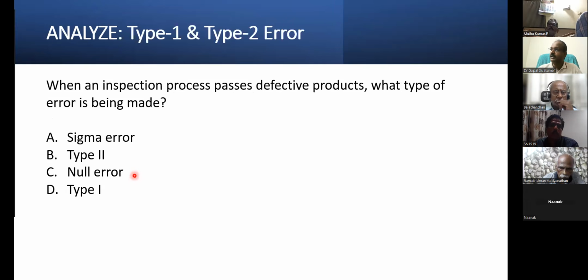When an inspection process accepts a defective product, what type of error is being made? Type 2. What is the other name for Type 2? Beta, consumer risk. Consumer risk, right? Remember this: consumer risk.